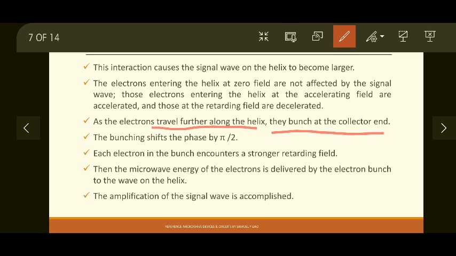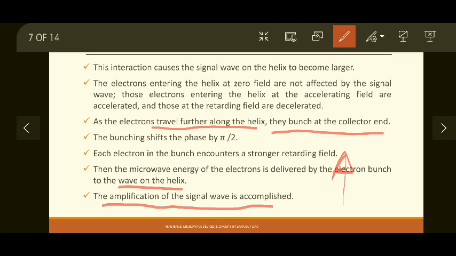As we have said, the interaction between electron and electric field translates the energy of the electron into the electric field, affecting the amplitude of the microwave signal, that is, the wave on the helix. Thus we are increasing the amplitude, which means we are getting amplification. Thus we have achieved amplification of the signal at the output end.